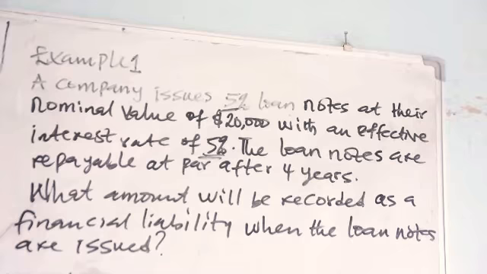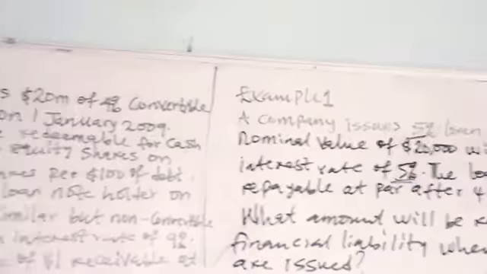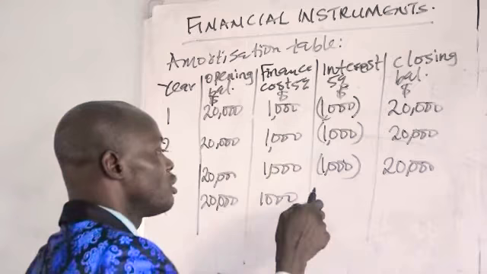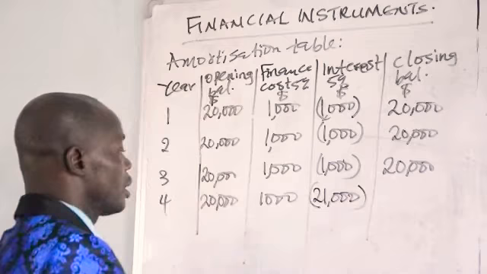The amount that will be paid now in year 4: the interest paid in year 4 should be 5% of this 20,000, which is 1,000. The interest will be paid plus the principal. The principal is 20,000, plus interest of 1,000, so the amount repaid will be 21,000. 20,000 plus 1,000 is 21,000, minus 21,000, leaving nil.